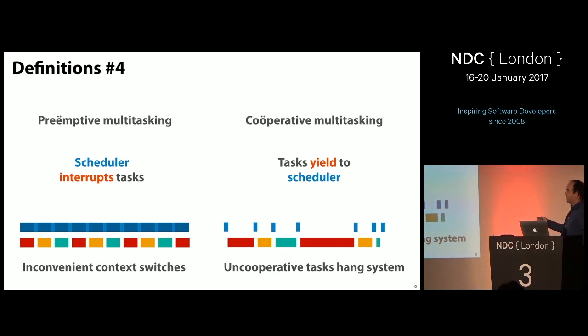Or there's cooperative multitasking, where the tasks are in control and they must yield control back to the scheduler. But if they don't yield control back to the scheduler, the entire system hangs. So these are important distinctions. Async I/O is about cooperative multitasking.